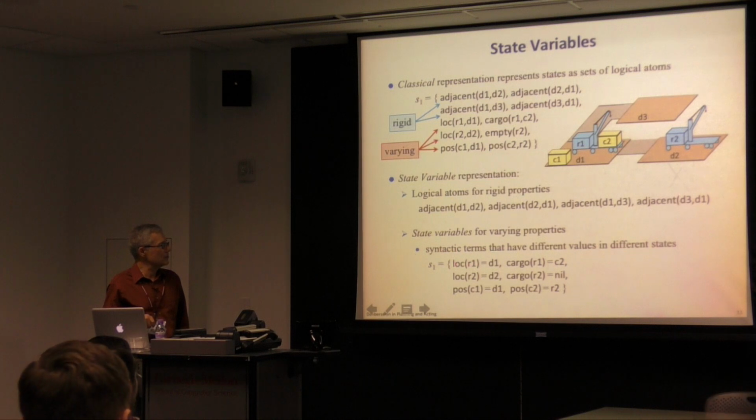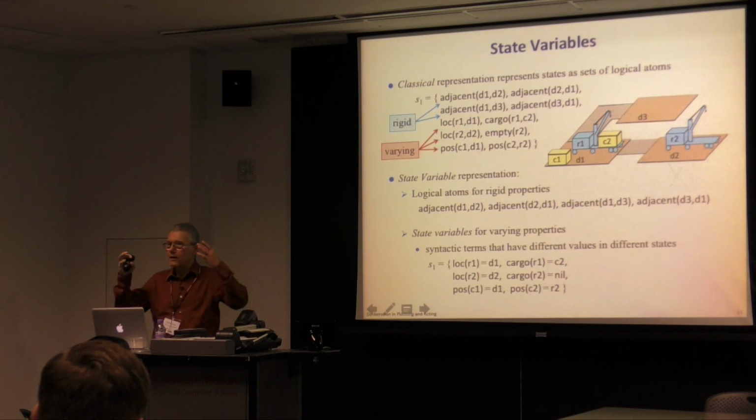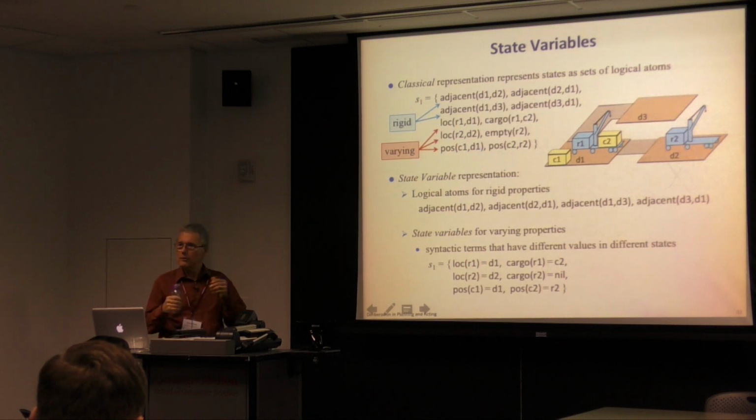A state variable is a syntactic term, like the location of robot 1, or whatever the cargo is in robot 2. And they can have values assigned to them, and they're going to have different values in different states. Okay? So it's kind of like a field in a record structure, but it's a variable you assign a value to. All right?